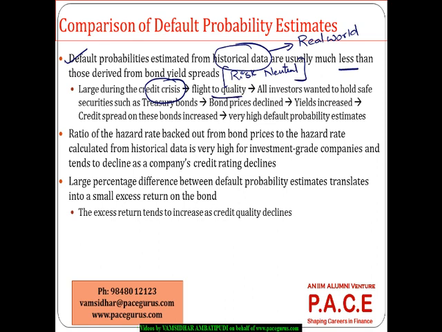What is the reason? There is what is called a flight to quality. Every investor wants to hold only secured instruments. Everyone wanted treasury bonds, so the demand for other corporate bonds has declined. So obviously the bond prices have declined. Bond prices declining means the yields on the bond have increased, because prices and yields are inversely related. The yields have increased, and because of that the credit spreads on these bonds have increased. The moment the credit spread has gone out, the default probability estimates have gone up drastically. So one, we see the real world numbers are much lesser compared to the risk neutral world.